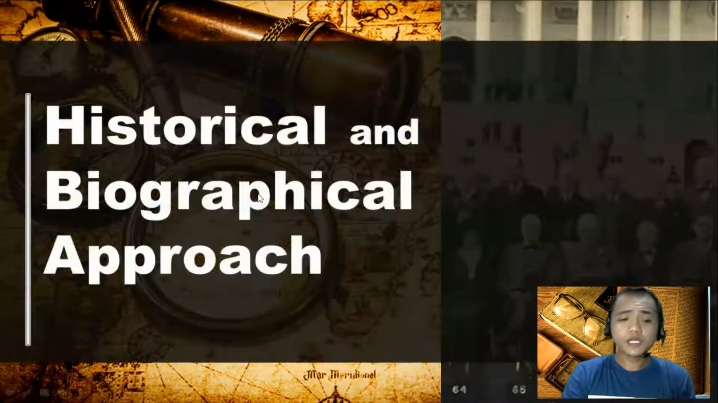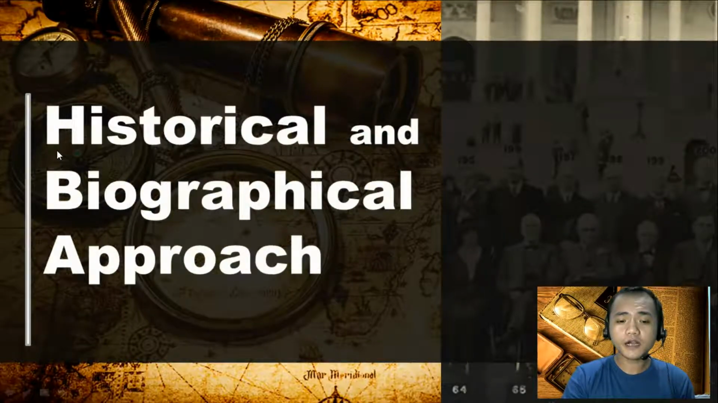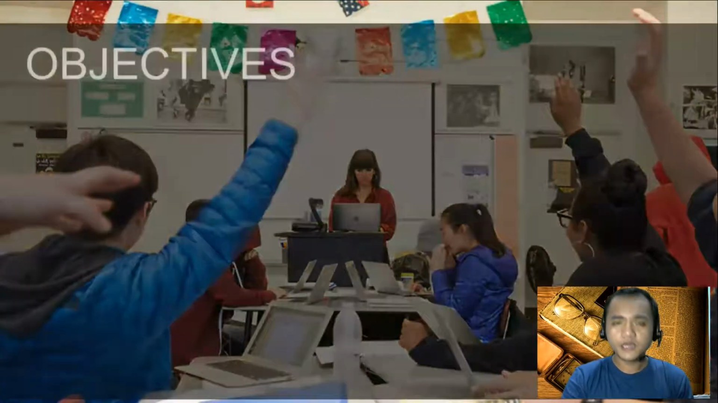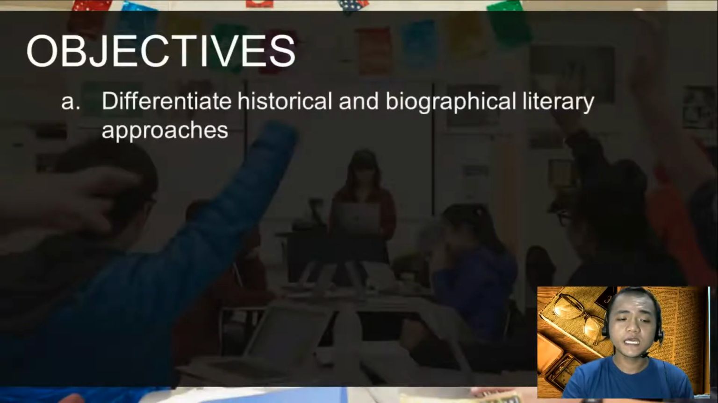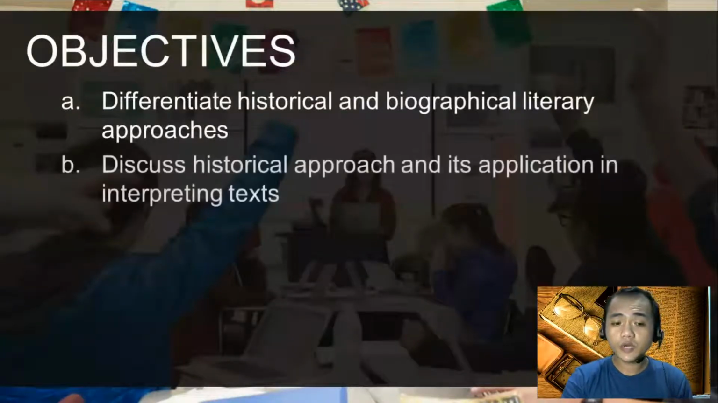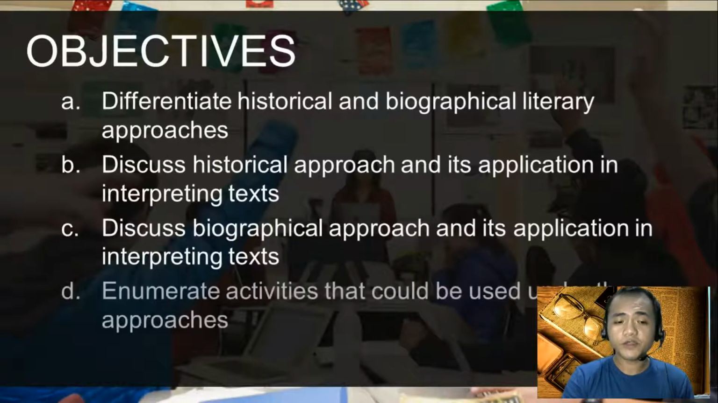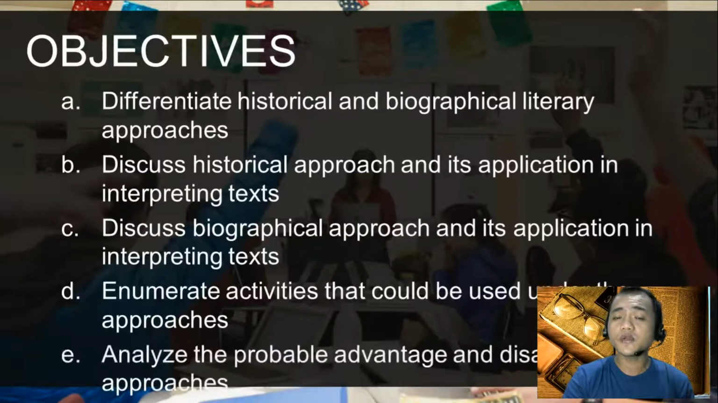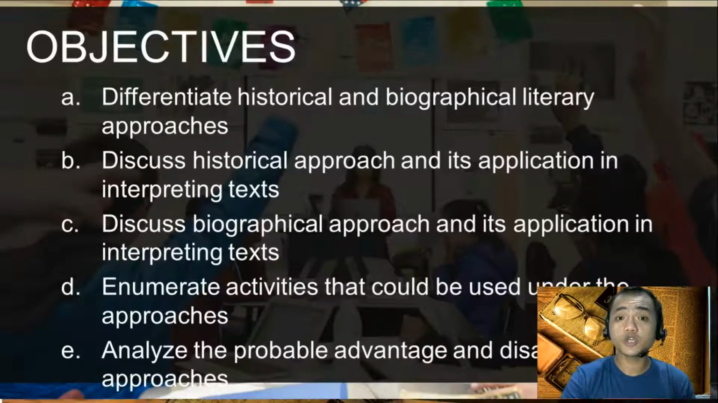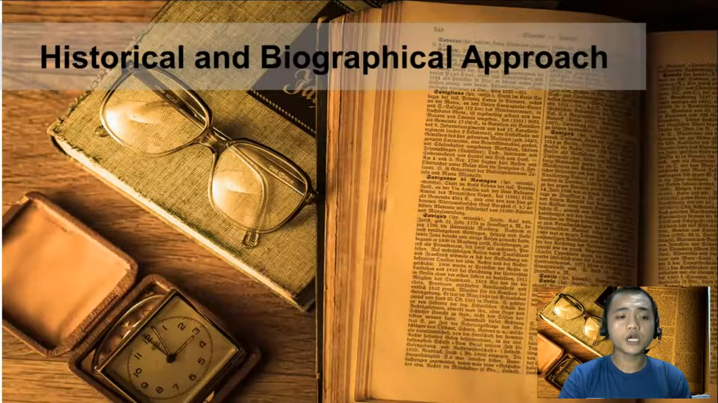So in this lesson, we will talk about two particular literary lenses, literary theories, or what we call literary approaches. They are the historical and biographical approach. In this lesson, we will specifically differentiate historical and biographical literary approaches, discuss the historical approach and its application in interpreting text, discuss the biographical approach and its application in interpreting text. Next, we are going to enumerate activities that could be used under the approaches. And lastly, we will analyze the probable advantages and disadvantages of the two approaches. So those are our goals.